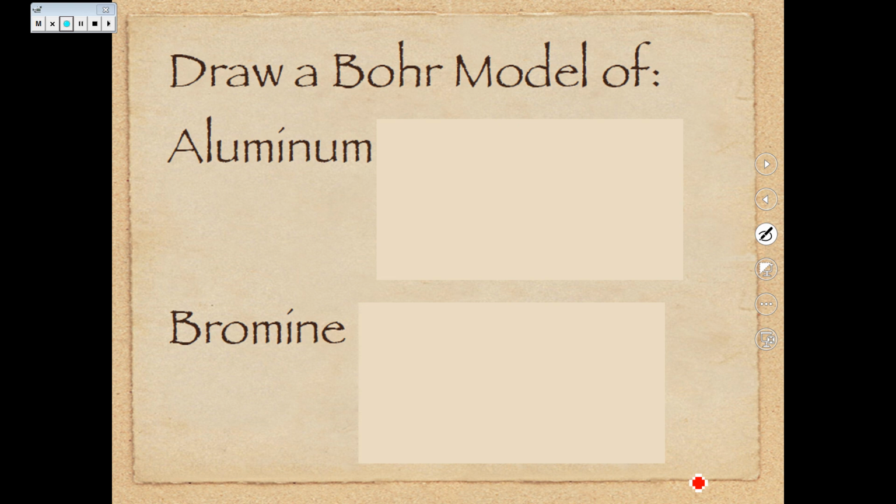Let's go ahead and draw aluminum. So I will draw my nucleus here. The aluminum has an atomic number of 13, so I'm going to draw 13 protons there. I don't have a periodic table in front of me, so I cannot tell you what its mass is, but I know that it has 14 neutrons based on the fact that I just peeked on that previous page, so it must have an atomic mass of 27. So that's where the 14 comes from.